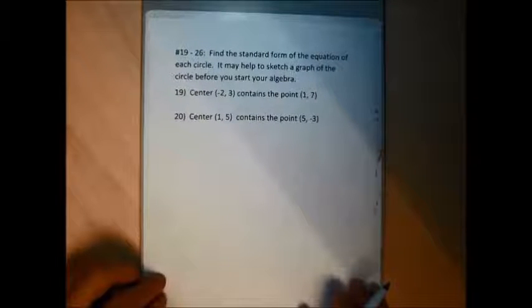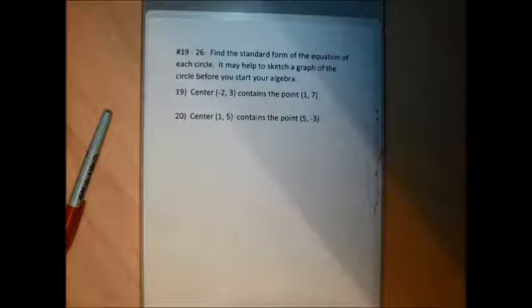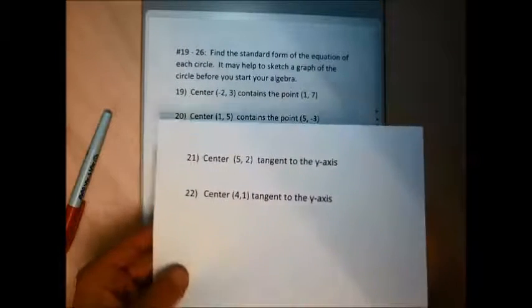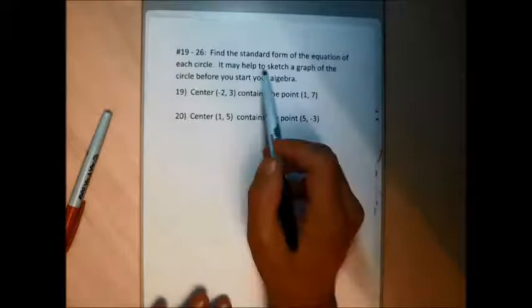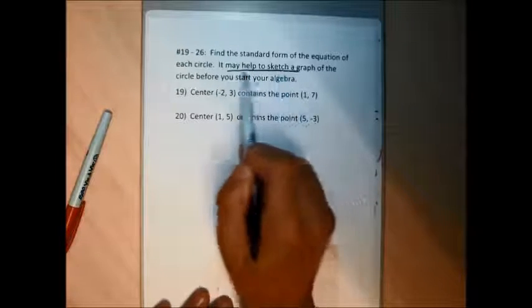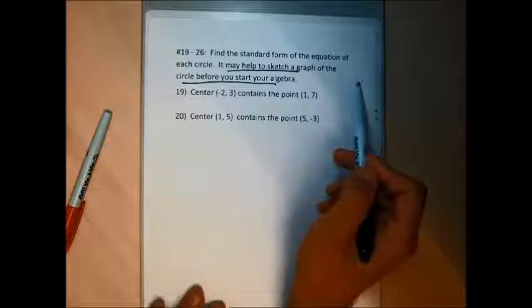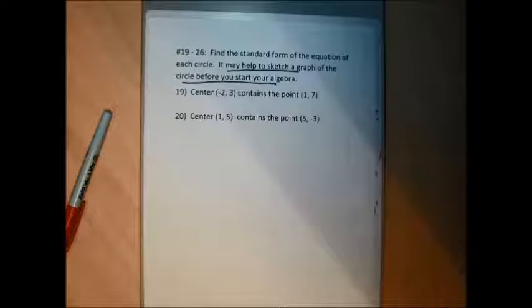The next group of problems, 19 through 26, which is the end of the section, so we each have 4 problems left to do. Each of the problems wants me to find the standard form of an equation, and it says it may help to sketch a graph before you start your algebra. Yeah, maybe I'll sketch a graph, but on some of these, I won't have to sketch a graph.